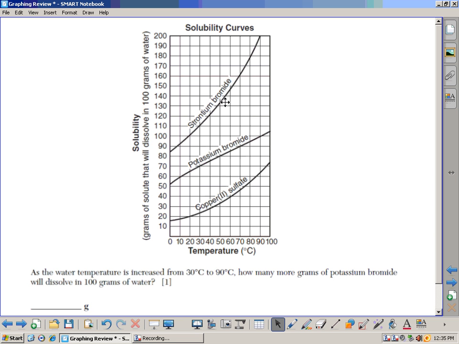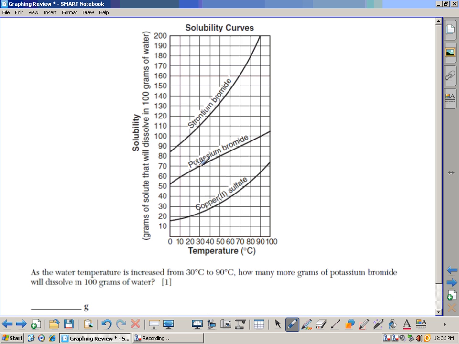We've got 3 sets of data on here: strontium bromide, potassium bromide, and copper 3 sulfate. The question based on this graph is: as the water temperature is increased from 30 degrees Celsius to 90 degrees Celsius, so that's going from this point on the graph to this point on the graph, how many more grams of potassium bromide will dissolve in 100 grams of water? We've got 3 graphs here, but this question is only asking us about potassium bromide. So we can ignore the other 2 lines that are plotted here. And we're going from 30 to 90.